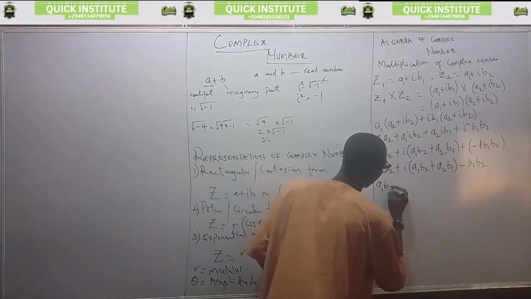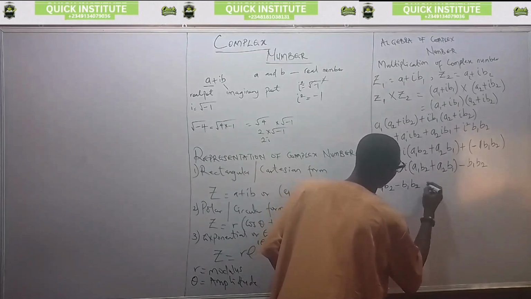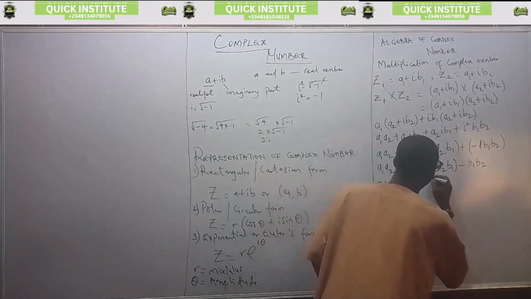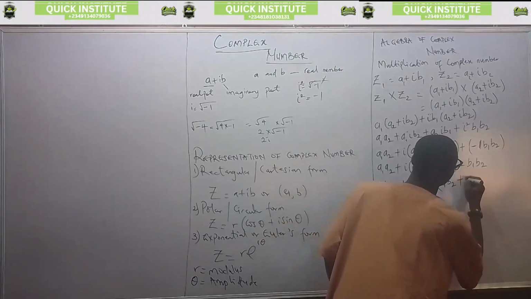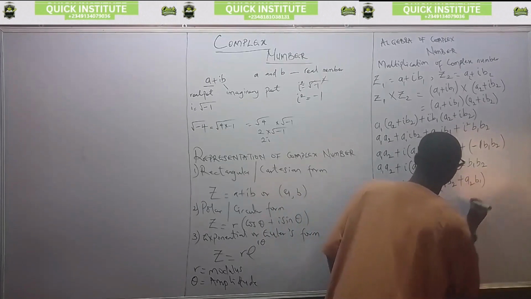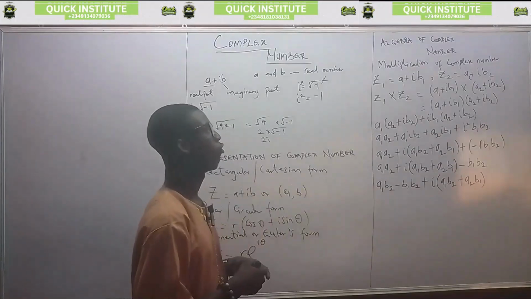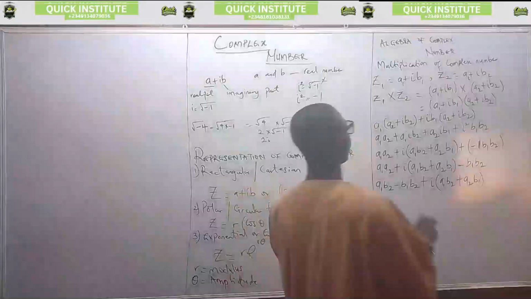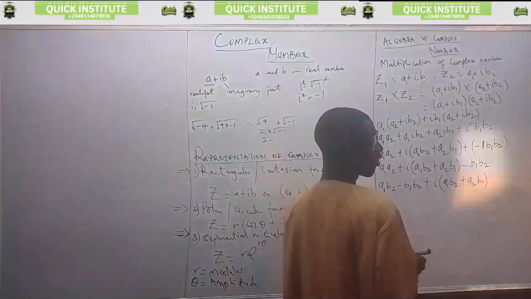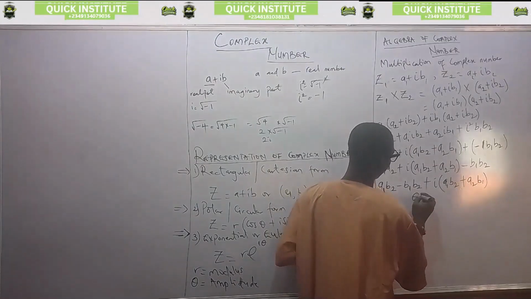So now we have a1 a2 minus b1 b2 plus i times a1 b2 plus a2 b1. Therefore, this is the multiplication of complex numbers. This is how it works when given two complex numbers. So let's look at some examples.